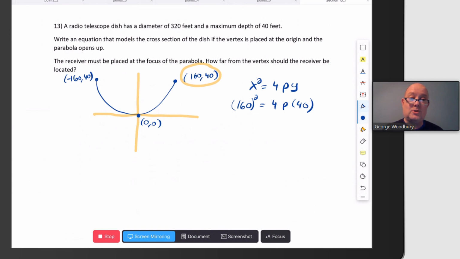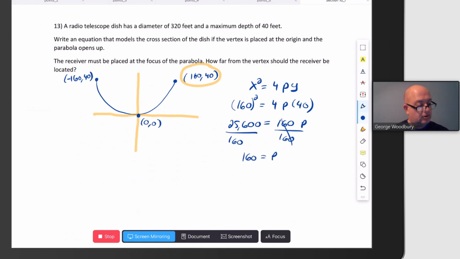These numbers are working out pretty nice because 160 squared is a big number. It's like 25,600. But when we divide by 160, it's going to work out pretty nicely. 160 squared, again, that's 25,600 equals 160p, 4 times 40. And when I divide by 160, that equals 160.